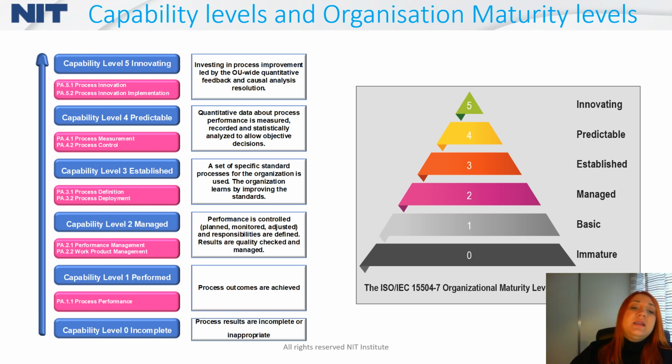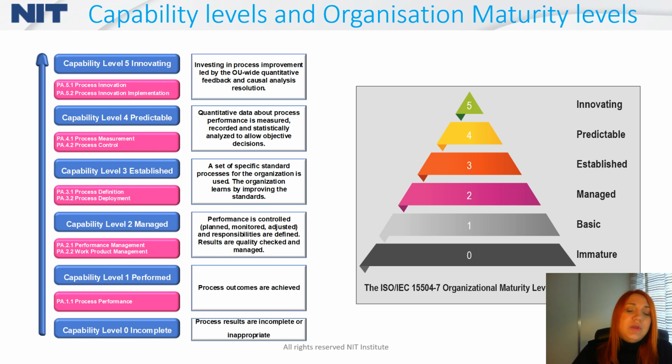The first one is capability levels, as I said already, checking the separate projects. And another one is organizational maturity levels, which can check the whole organization. They're a little bit different in naming, like basic, managed, established, predictable, and innovating. And they refer to the organization.